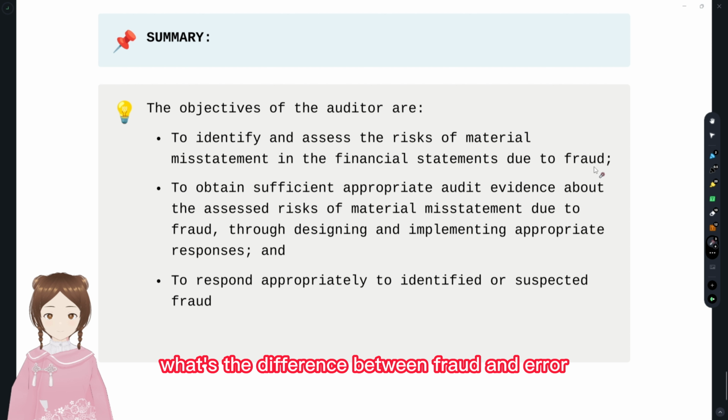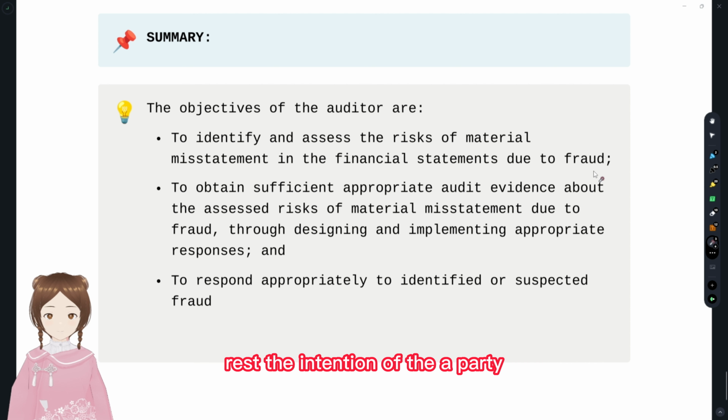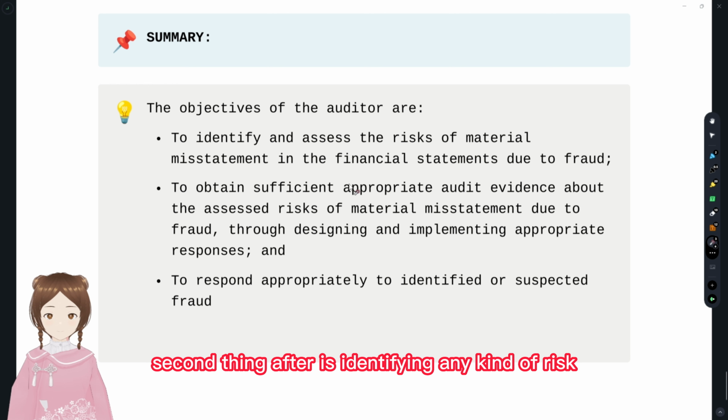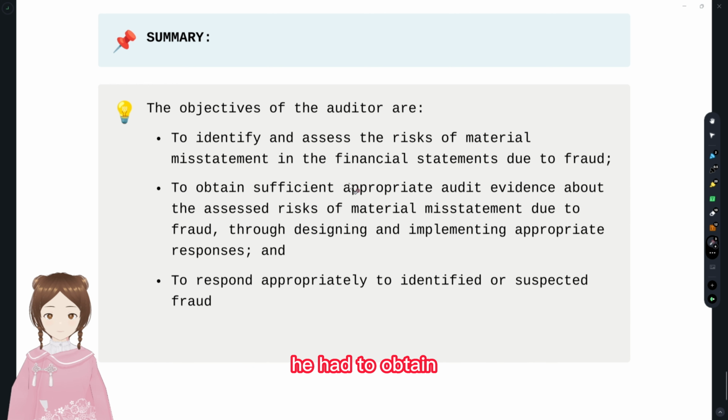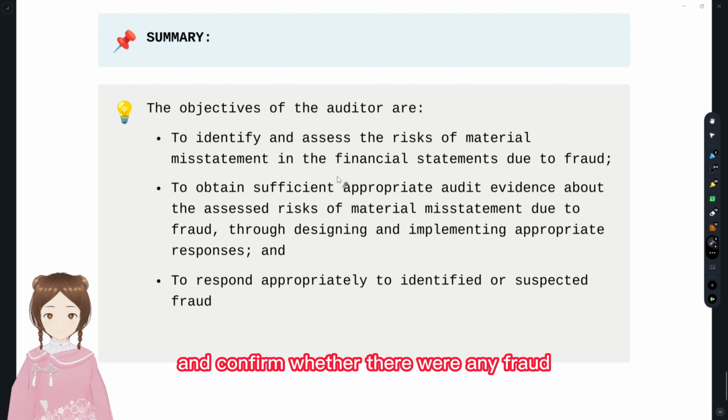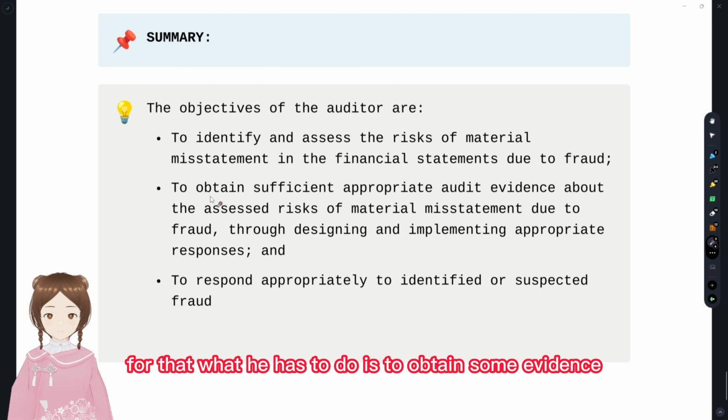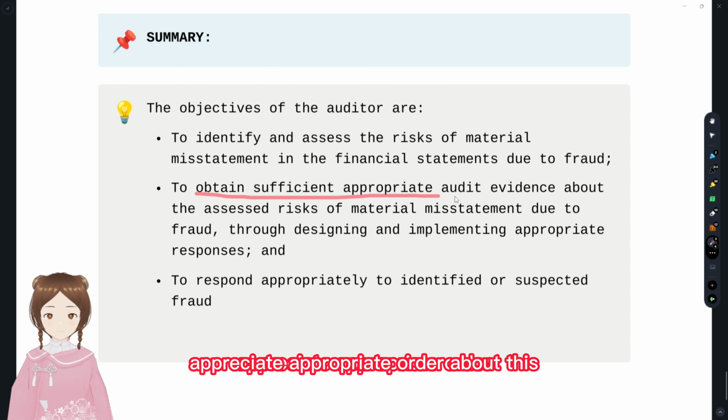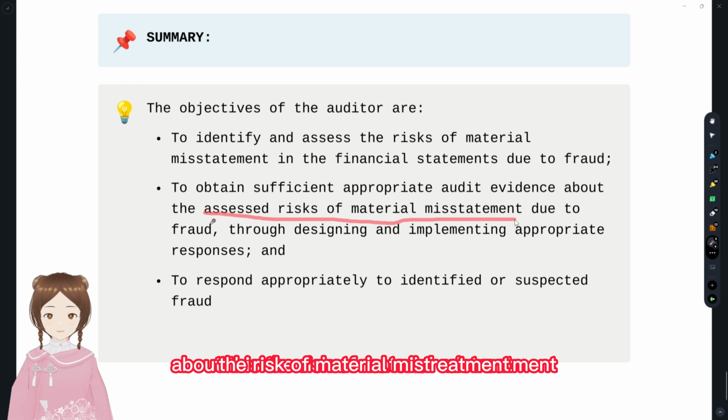What's the difference between fraud and error? It is the intention of the party who committed the fraud. First, we have to identify whether there exists any risk. Second, after identifying the risk, he has to assess it and confirm whether any fraud has taken place or not. For that, what does he have to do? He has to obtain evidence. What evidence? Sufficient, appropriate audit evidence about the assessed risk of material misstatement.